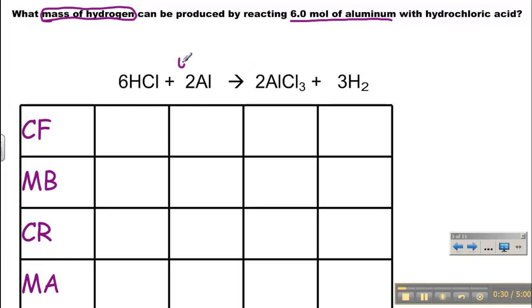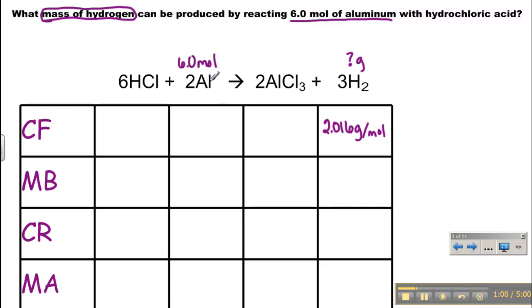6 moles of aluminum is going to go right here, and we are looking for mass of hydrogen. So we're looking for grams of hydrogen. So in this case, for our conversion factors, we are going to need the molar mass for hydrogen because we need to find grams of hydrogen. So when you have grams, you're going to need molar mass. So the molar mass of hydrogen is 2.016 grams per mole. Okay, so that's our molar mass. We don't need it for aluminum because it's already in moles.